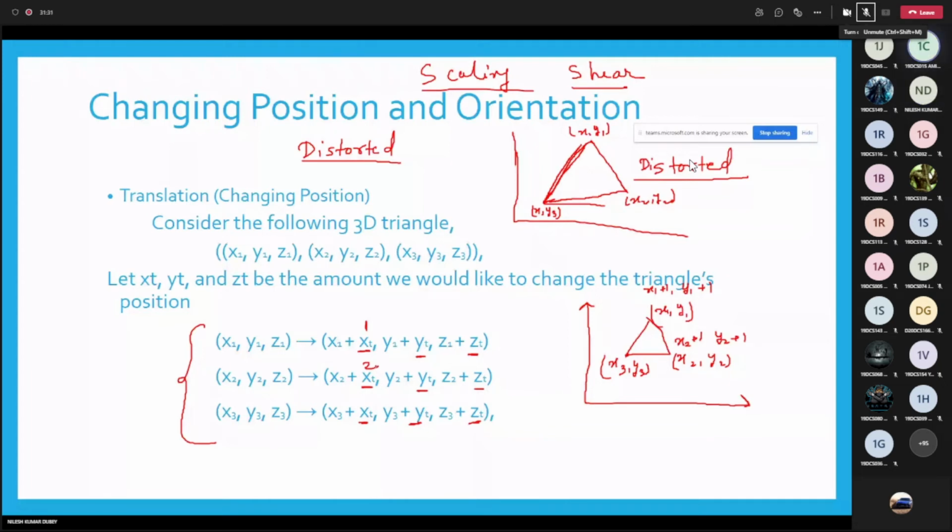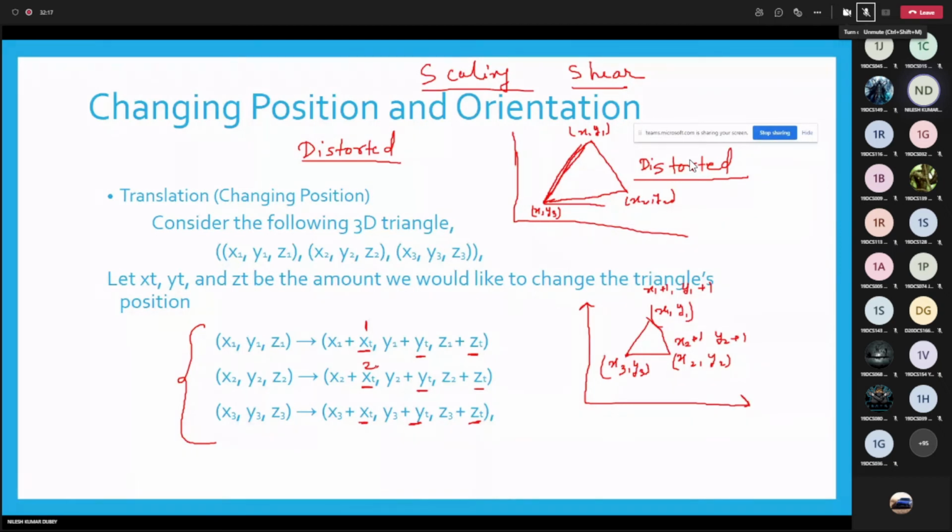Yes, sir. So the amount of change that you do in the primitive must be uniform. If you see the triangle, the change in position is x1 plus xt, x2 plus xt, x3 plus xt; in the same way y1 plus yt, y2 plus yt, y3 plus yt, and z1 plus zt and so on. I could also write xt1, xt2, xt3, but it is not like that. It is the same amount of change we do. Then only we get a change in position. I hope it is clear.